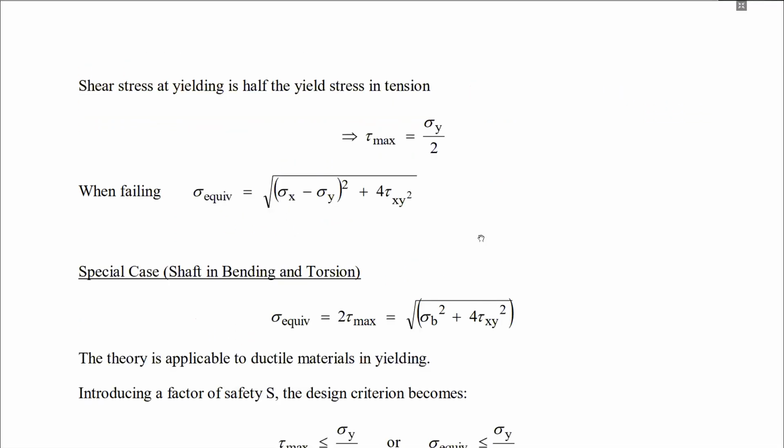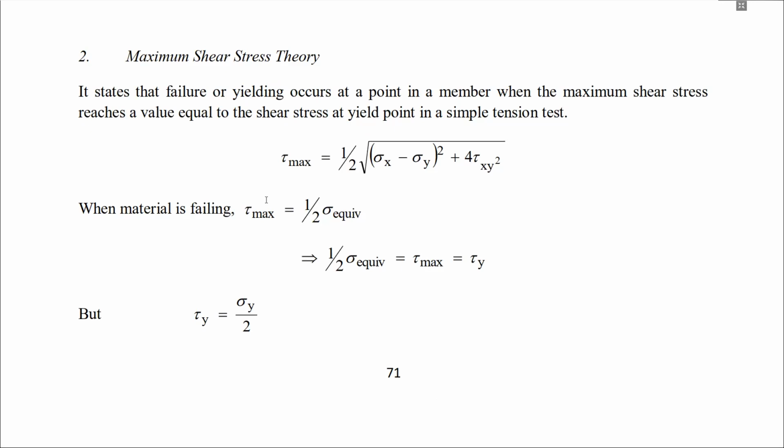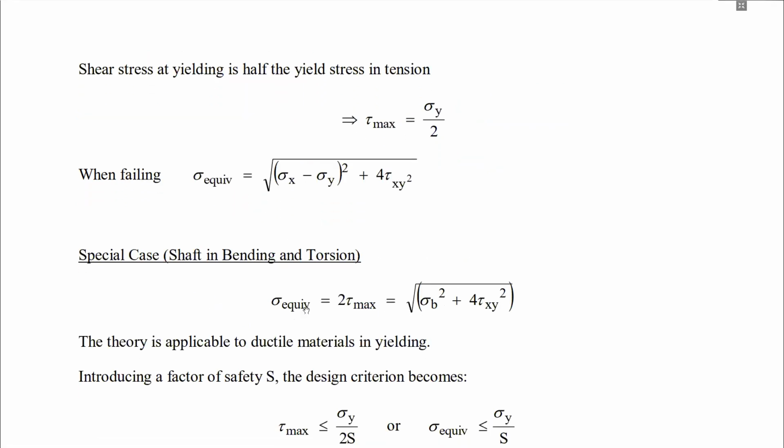When the material is failing, the maximum shear stress is equal to half of the equivalent shear stress, which is equal to the shear stress in the Y. But the shear stress in Y is equal to sigma Y on 2, half of the direct stress in the Y direction. So shear stress at yielding is half the yield stress in tension.